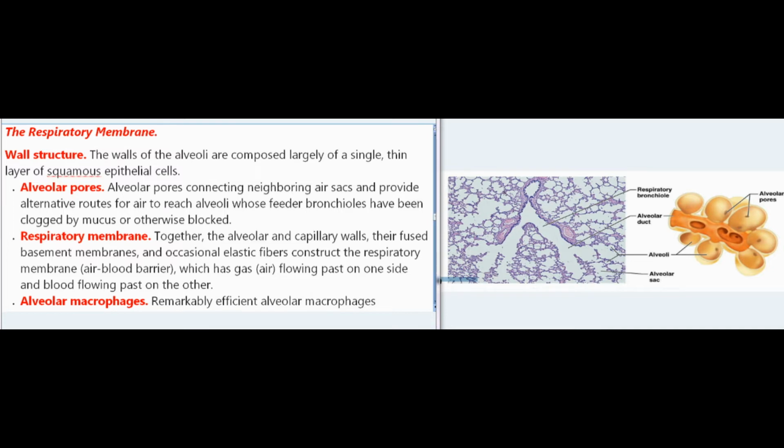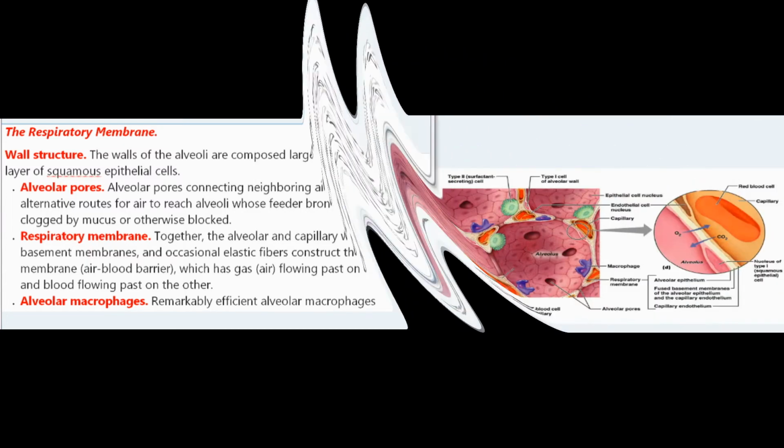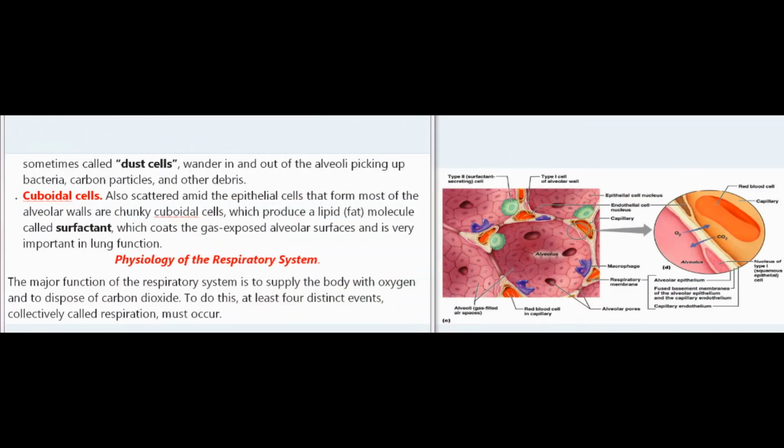Alveolar macrophages. Remarkably efficient alveolar macrophages, sometimes called dust cells, wander in and out of the alveoli picking up bacteria, carbon particles, and other debris. Cuboidal cells. Also scattered amid the epithelial cells that form most of the alveolar walls are chunky cuboidal cells, which produce a lipid, fat, molecule called surfactant, which coats the gas-exposed alveolar surfaces and is very important in lung function.